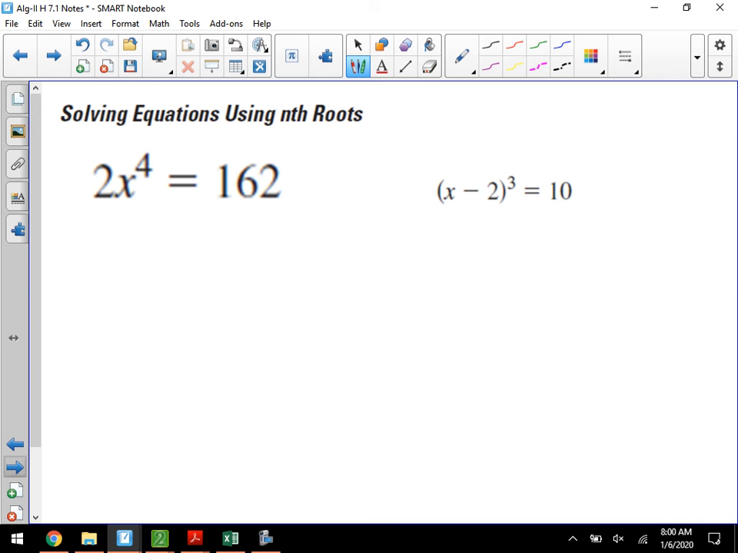Okay? So 2x to the 4th equals 162. So what do you do first? Yeah, divide by 2. So what's half of 162? 81. Good. And then how do you undo a 4th? You take the 4th root of both sides. And the 4th root of something, should that be a plus or minus or a regular? It should be plus or minus. Very good. So what's the 4th root of 81? Plus or minus 3. Good.